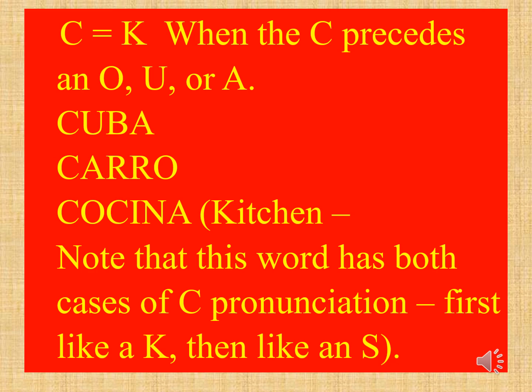Here's the same letter C coming before an O, a U, or an A, in which case we give it a hard sound like a K. Cuba, Cuba, carro, carro. And then this word, you see, you have both the C before the O, so we give it the hard K sound, and then the C before the I, we give it the S sound. So this word becomes cocina, cocina. Cuba, carro, cocina.